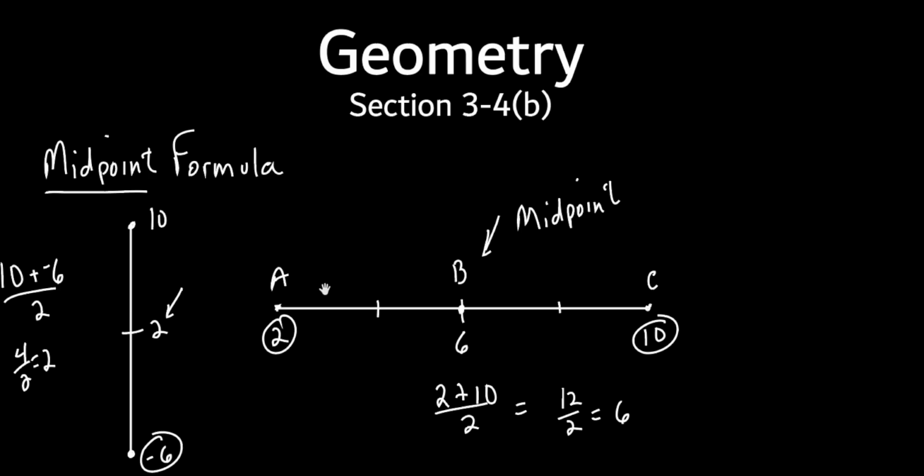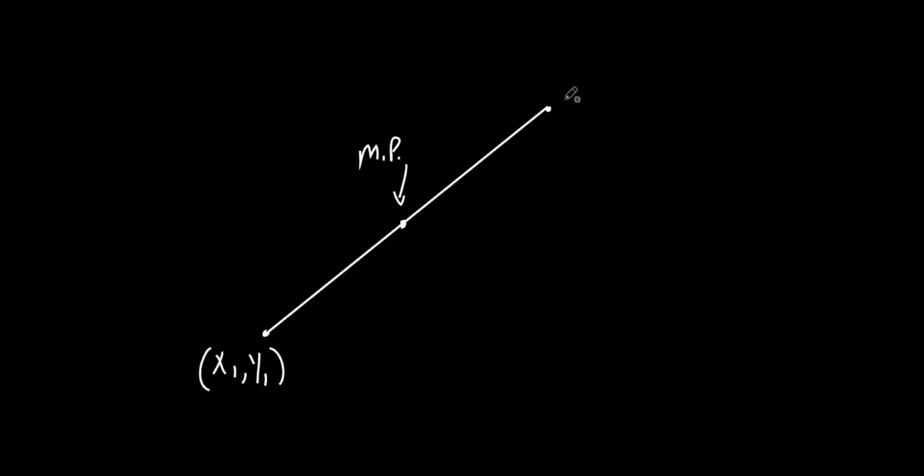What if your line was diagonal? Like this. And you wanted to find, see, the midpoint's about right here. What if I wanted to find that midpoint? I'll call it MP for midpoint. Let's call this X1, Y1. Remember this from yesterday? What do you think we're going to call this one? Very good. See how smart you guys are? We're working it out. We're doing it. Okay? So check this out.